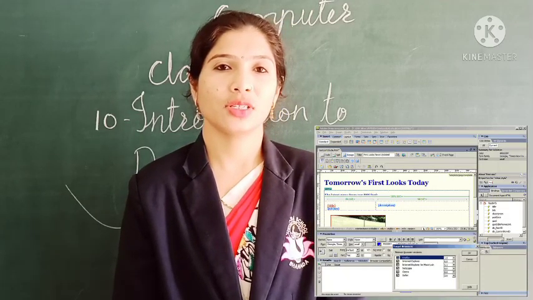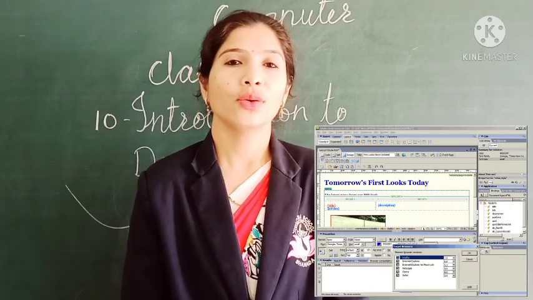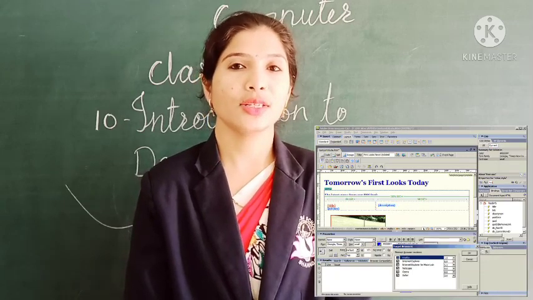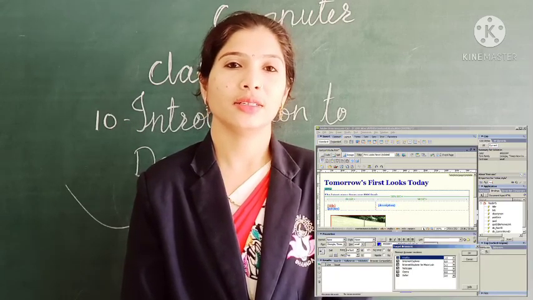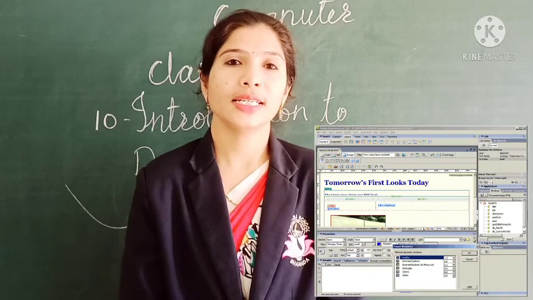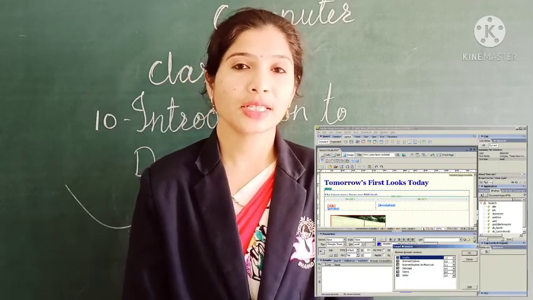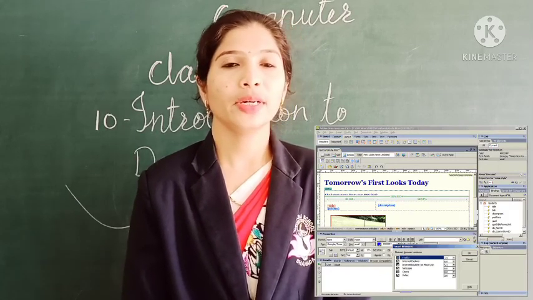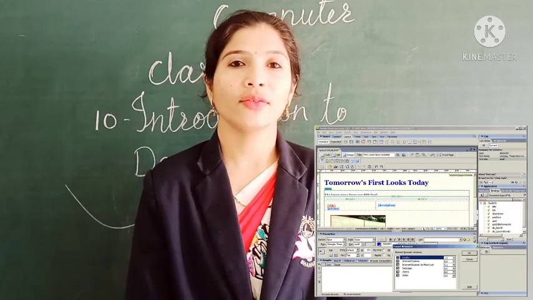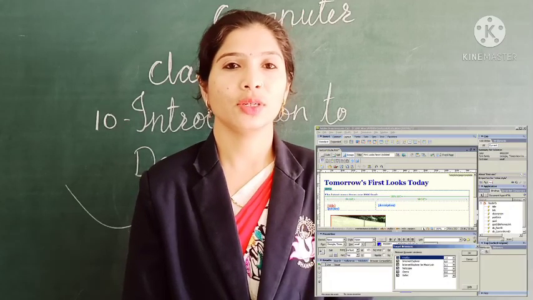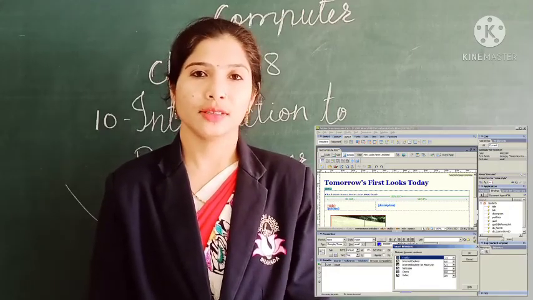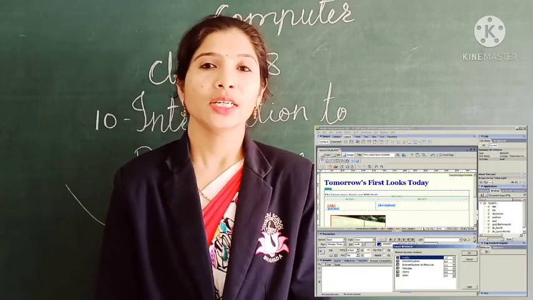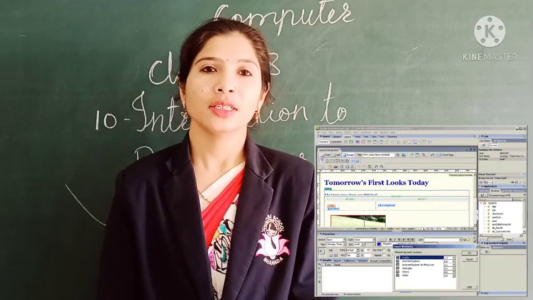Show code view. It displays HTML code for the web pages as you create and edit it. Show code and design view. It displays the web page and HTML code in the upper half and the lower half of the window respectively. Document title. It allows you to enter a title of the document to be displayed in the browser title bar.